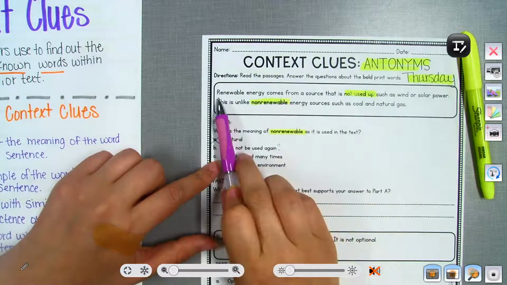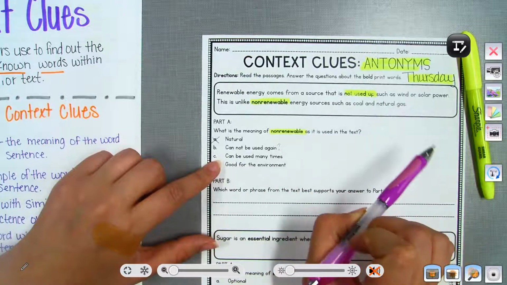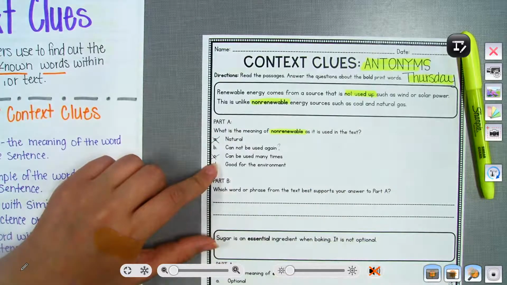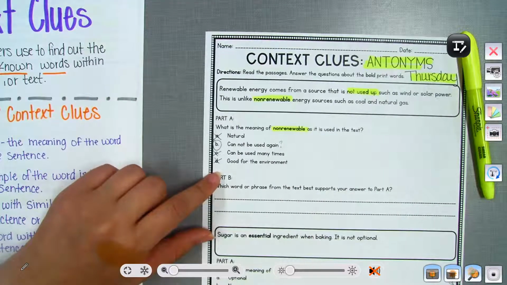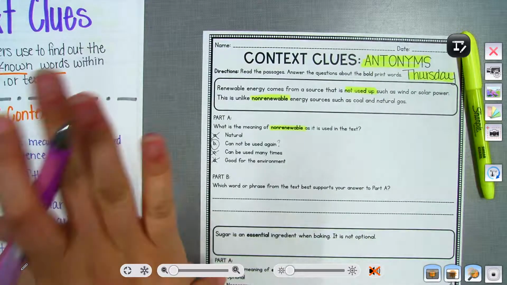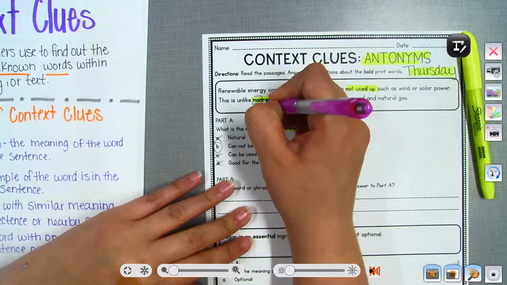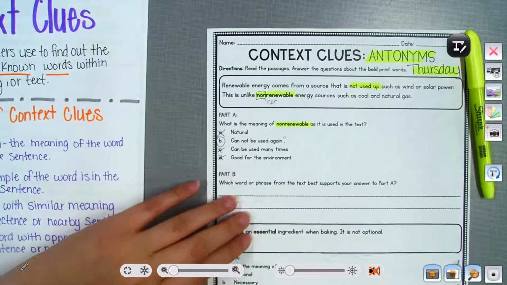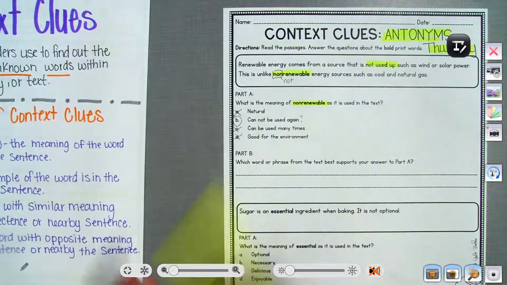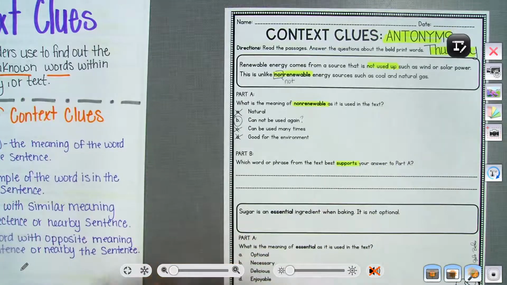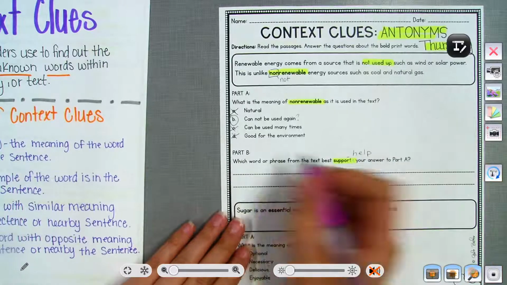So it's saying that renewable energy comes from a source that is not used up, such as, so this one, no, because we can't use it so many times. Good for the environment, no. So B is our answer. It cannot be used again. After it's used, we can't use it again. Plus the word non, guys, means not. So not renewable, not used up. We can't use it anymore. Which word or phrase from the text supports it? So remember we said support means to help. It helps us find the answer. And so I'm going to put not used up.